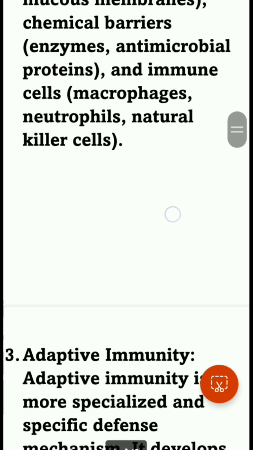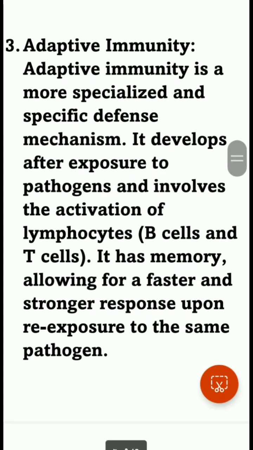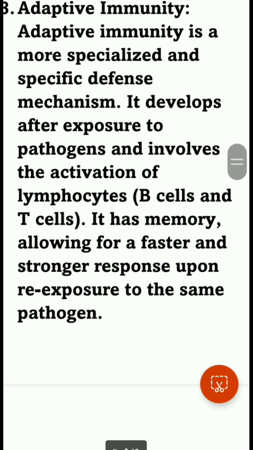And the second type of immunity is adaptive immunity. Adaptive immunity is a more specialized and specific defense mechanism. It develops after exposure to pathogens and involves the activation of lymphocytes. In adaptive immunity, it helps to develop lymphocytes, B cells and T cells.